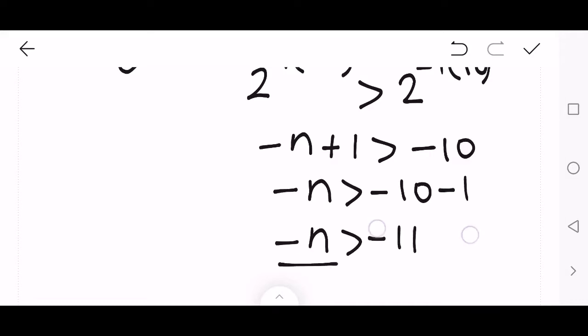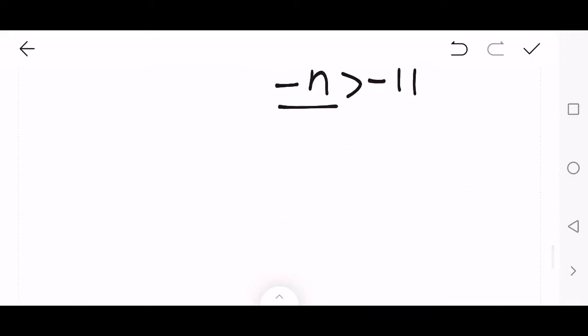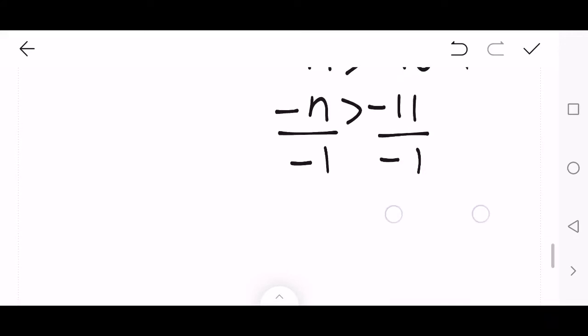Now we can divide by minus 1 and divide by minus 1. Now this is a law of inequalities, and it says when you're dividing by a negative number, you should change the inequality sign. So now we have n is less than 11.